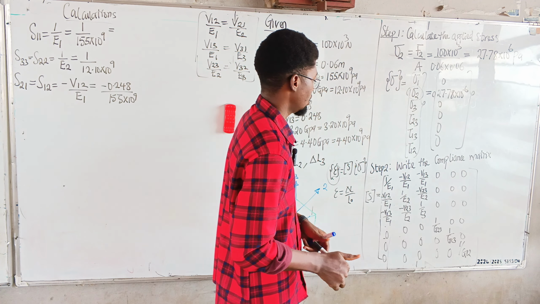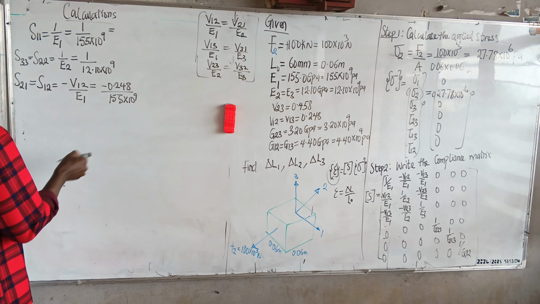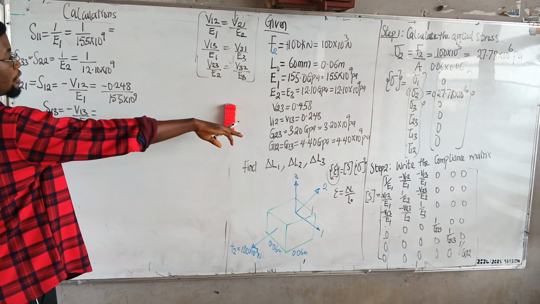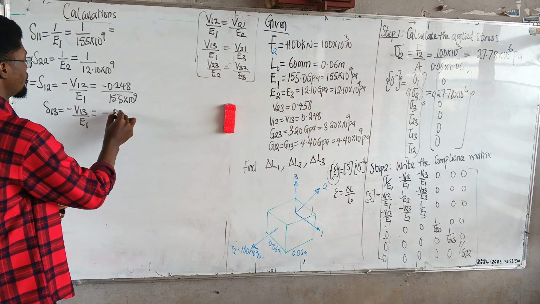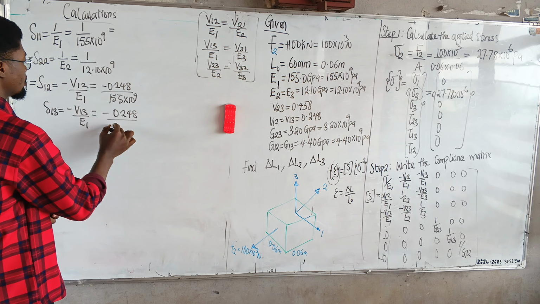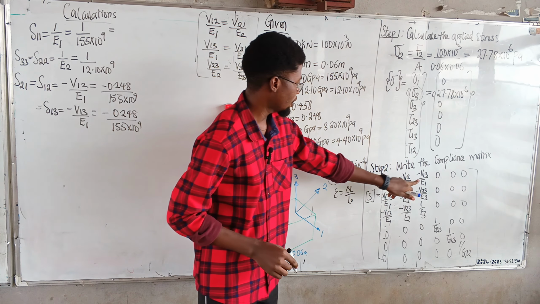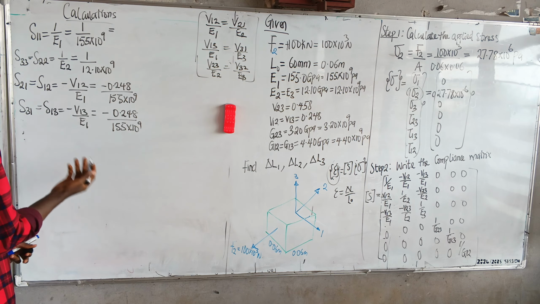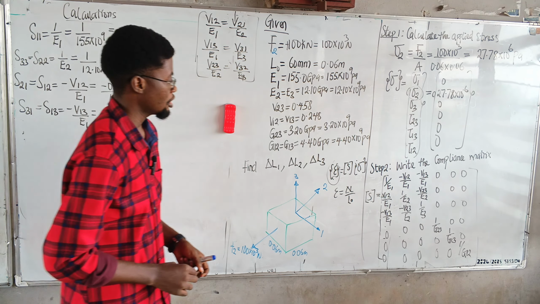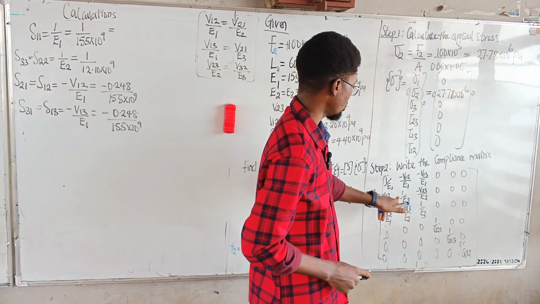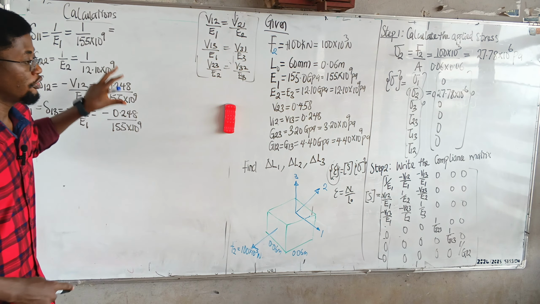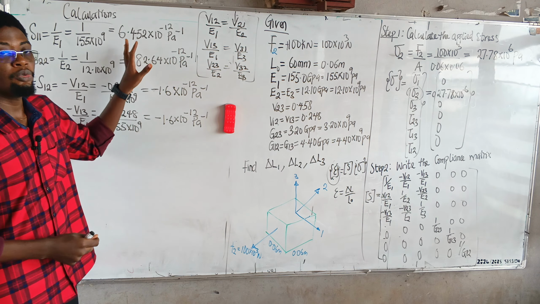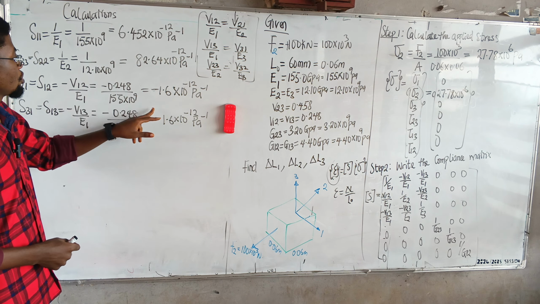Then what about this one? Minus V13 over E1. That is S13, minus V13 over E1. Here we have V13 as 0.248. It's even the same thing as S12, and the value you have here is still similar to what you have here. So S13 and S31, they are the same. So I believe we've touched all the elements here, and we've written their formula. So when you punch this in your calculator, these are the values you're going to have.